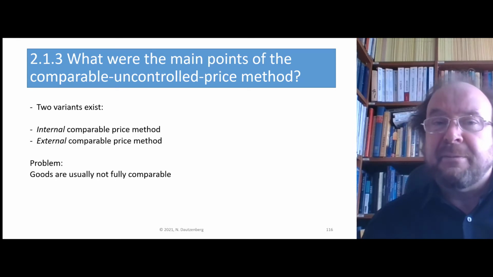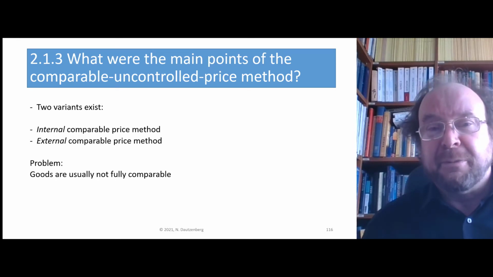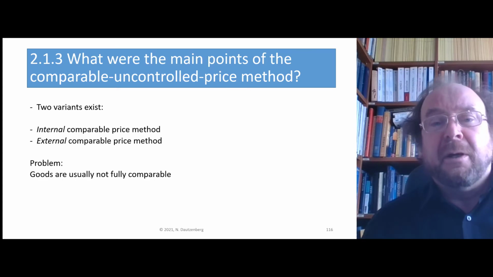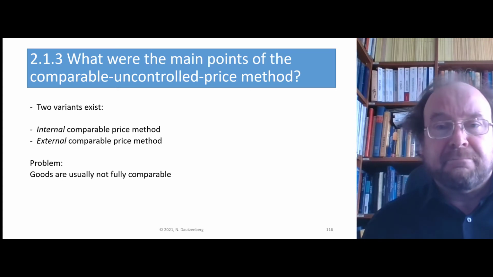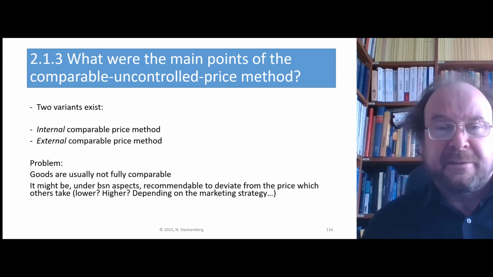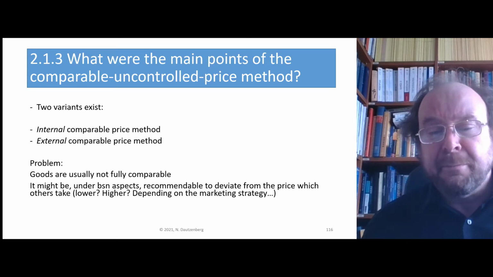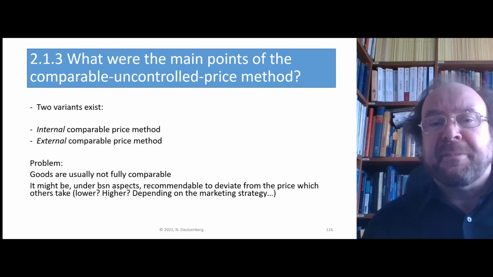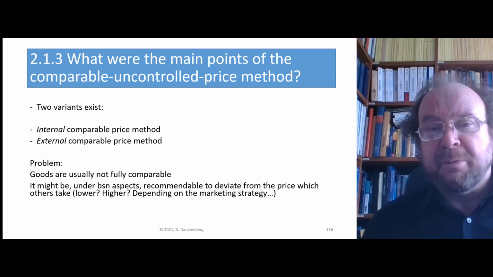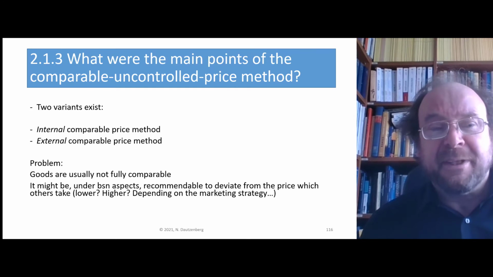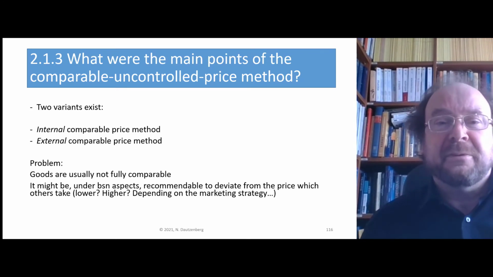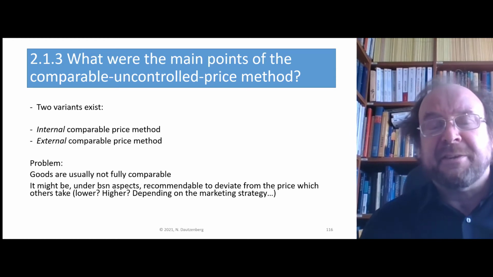The problem is the goods traded are not fully comparable. Usually the quantities differ. The conditions for delivery, all that justifies or even necessitates deviations. The problem also is the more people you watch, the more different prices you get, because that's the problem with market prices. They are not always identical. It might even be a strategy to deviate from the behavior of others.